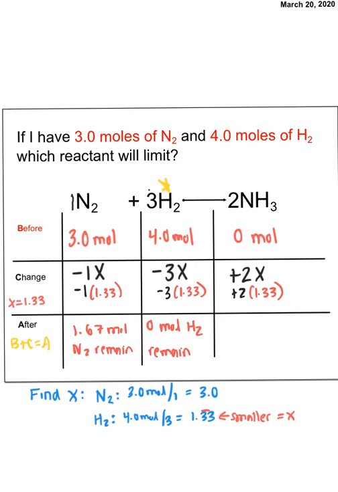And then I'm going to take 0 plus 2 times 1.33, and that gives me 2.66 moles of NH3, and I'm going to use the word produced here because it's not that it's remaining, it's what we actually made. So which one will limit? Which one is determining how much of this product I can make? Essentially, who runs out first? Well, looking at my after, the one that runs out first is H2. So H2 is called the limiting reactant. It's the superstar, it's the one that ran out first.